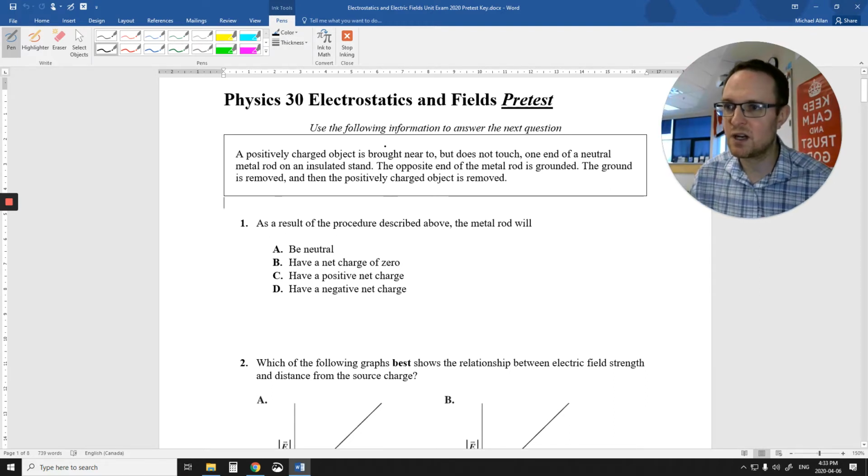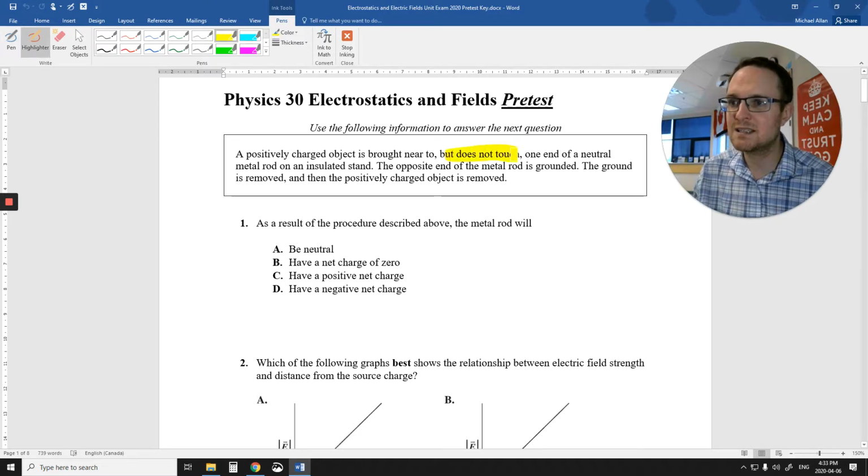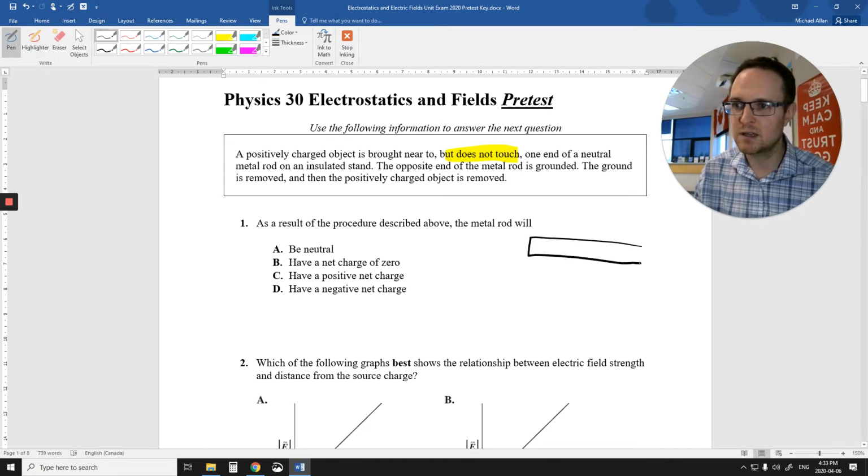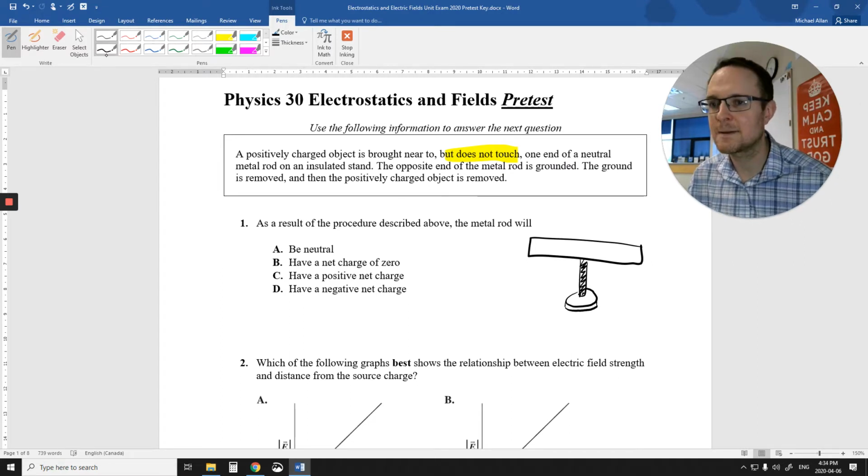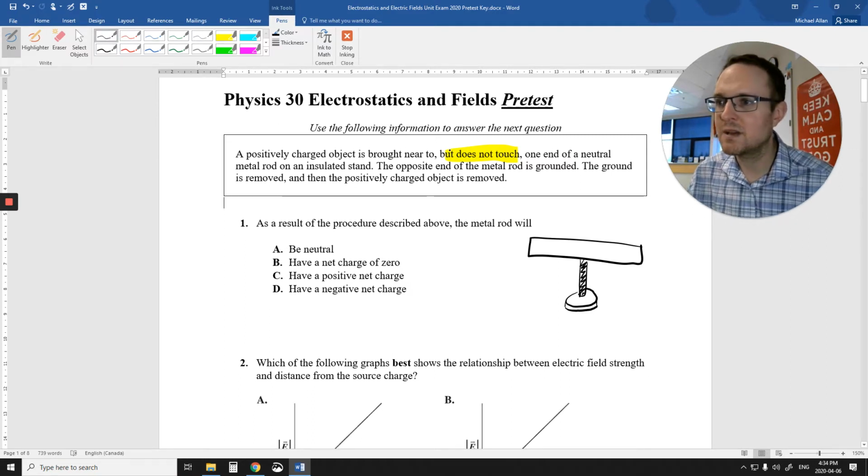So a positively charged rod is brought near to, but does not touch. Very key, right? One end of a neutral metal rod. So we got this nice little metal rod here. It's on an insulating stand, which just means that if I charge this rod, it's not going to lose its charge because the charge can't pass through the insulating stand that we have here. Okay, so there's going to be a positively charged rod coming near this. Don't know which side I want to put that on, so let's put it on this side. So here's my positively charged object.